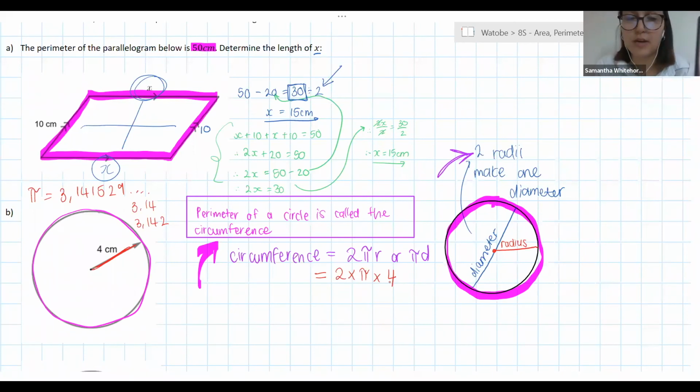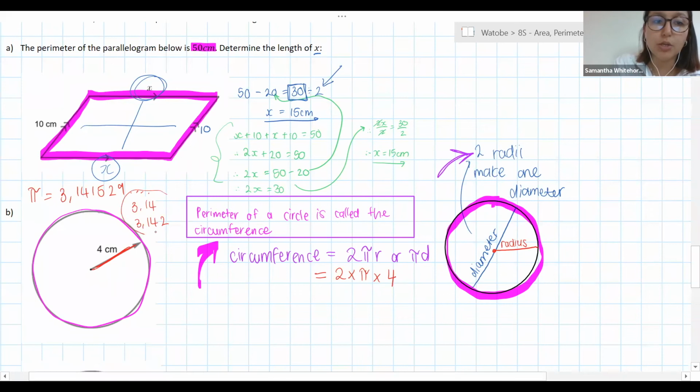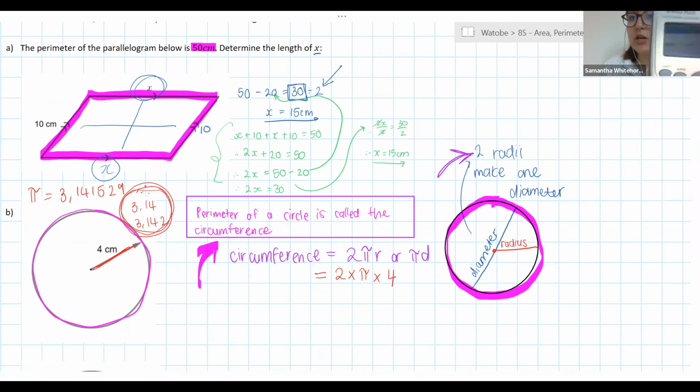If you don't have a Casio calculator and you have a Sharp or some other type of calculator, your pi button might be somewhere else, or you are using the numbers that your teachers have told you to use, 3,14 or 3,142. You just type that in depending on what you've been told to do. If you're using the pi button on a Casio like mine, shift pi, yours might be somewhere else.